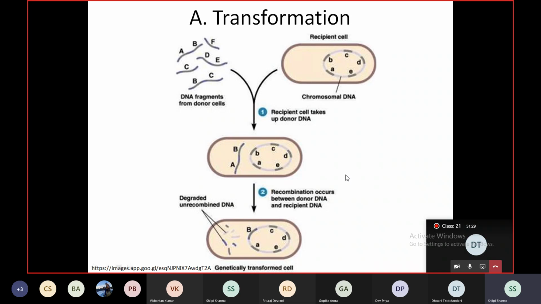And of course, once the exogenote enters the cytoplasm, for example, here you can see a degradation of the unrecombined DNA, or the DNA that did not combine. But it could have any of the four fates. One is host restriction. The four fates we talked about in the last class itself.